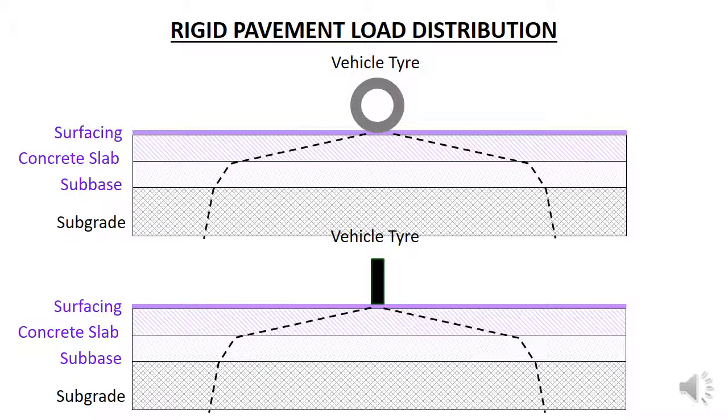Distributing the load over a wider area means that the loading on the subgrade is much lower than what it would have been for a flexible pavement. This means that rigid pavements can be used where the soil has a low bearing capacity.